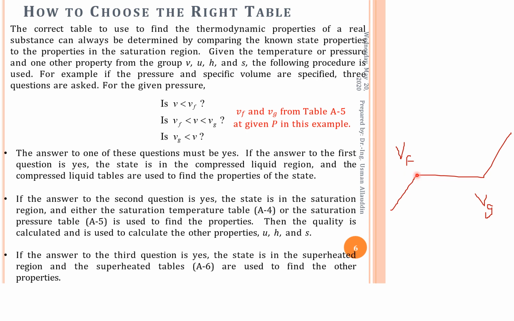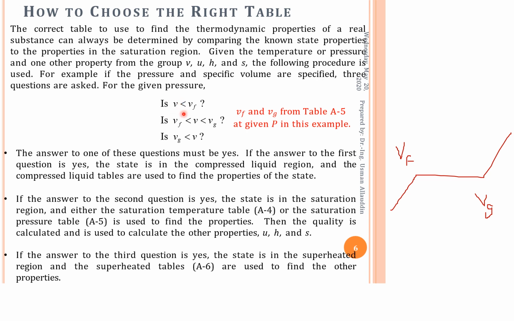So let's assume that we are at Vf, or at saturated liquid. Anything below this will be compressed region, and anything above this will be saturated mixture, and the same goes for Vg. Anything above this will be superheated region, and anything below this will be our saturated mixture. So let's assume that these three conditions are our questions, and our current condition is this V.